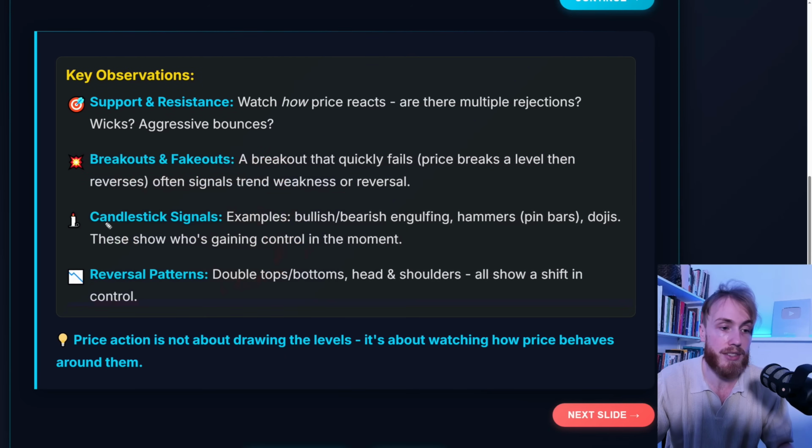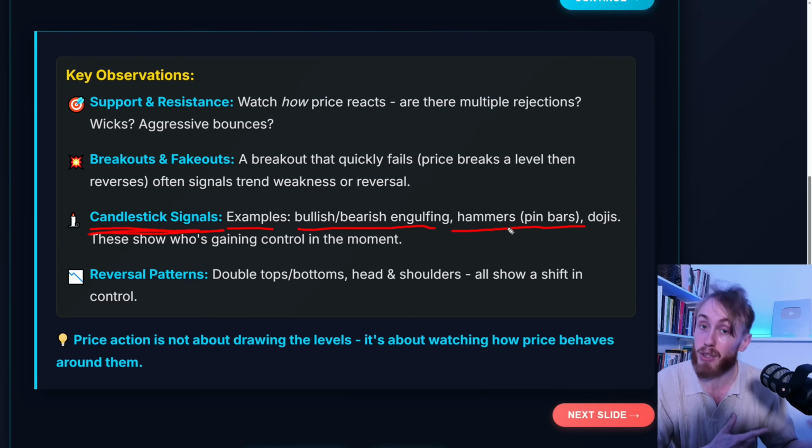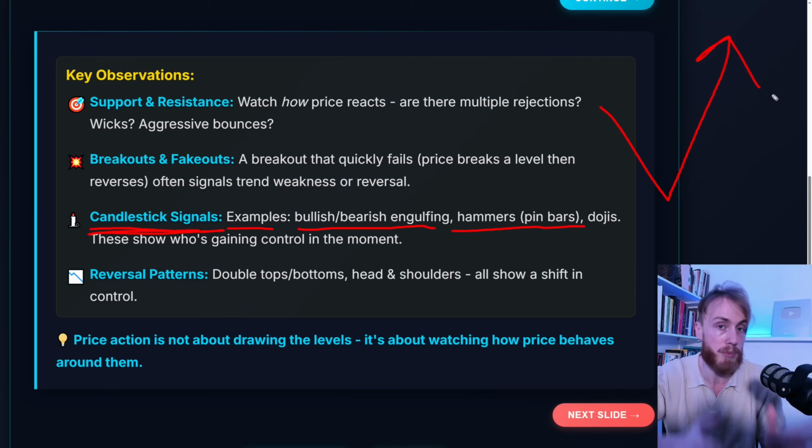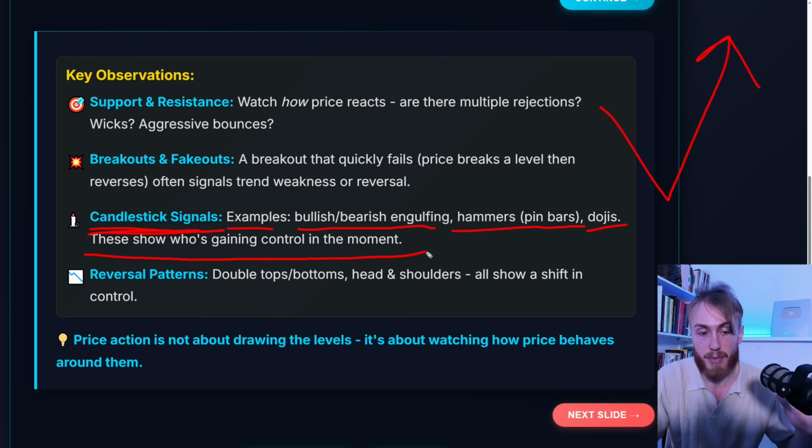The next thing you need to study is candlestick signals. For example, we have bullish and bearish engulfing patterns. We have hammers. What I recently showed you guys was an example. That was a hammer, which is a bullish reversal pattern indicating a reversal from downtrend to uptrend. We also have dojis and much more.